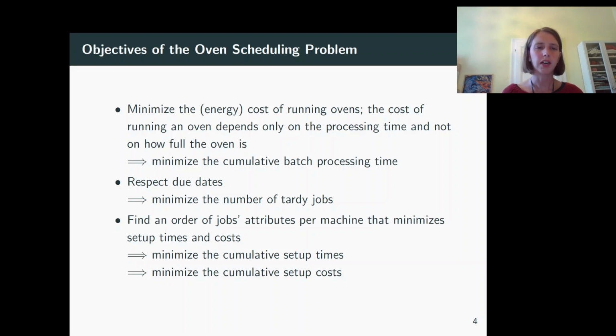We also need to find a sequence of batches that minimizes setup times and costs. So between batches, setup times and costs are incurred. Why is this? Well, if we have one batch that treats jobs at a certain temperature and the next batch at another temperature, then there will be a time for heating up or cooling down the oven in between.